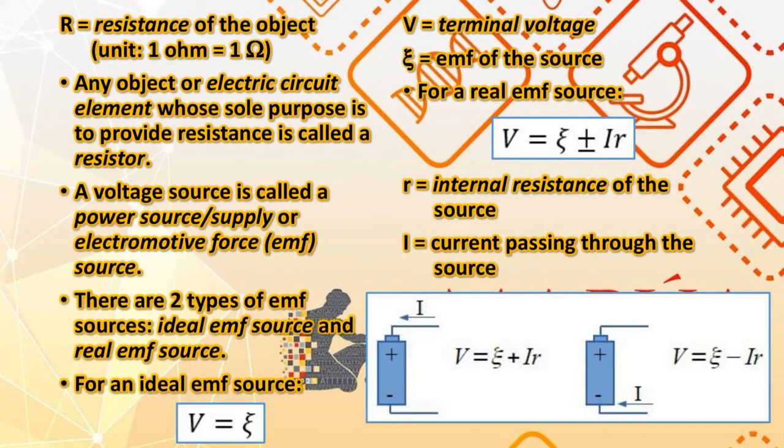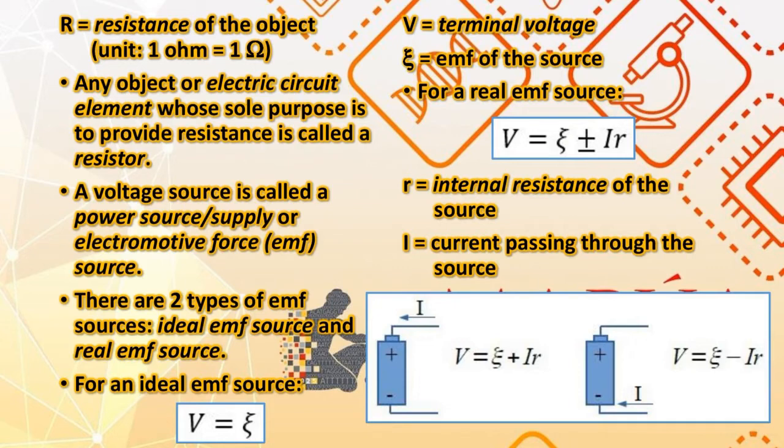Resistance is basically a property of the object. That is to say, when an electric current passes through an object, it will encounter resistance R. Resistance R will depend not only on the material that the object is made out of, it also depends on the size and shape of the object. Any object or electric circuit element whose sole purpose is to provide resistance is referred to as a resistor.